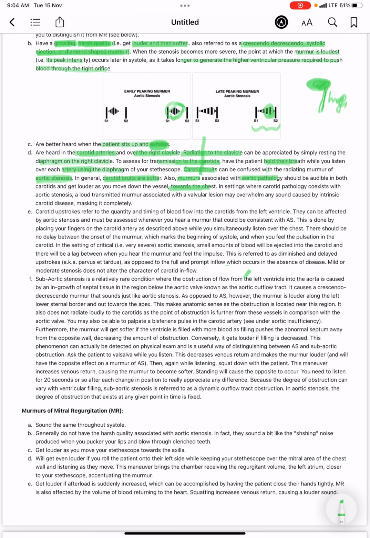In settings where carotid pathology coexists with aortic stenosis, a loud transmitted murmur associated with a valvular lesion may overwhelm any sound caused by intrinsic carotid disease, making it difficult to detect.